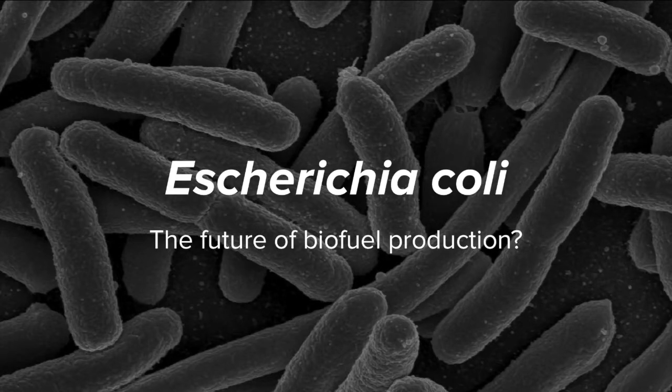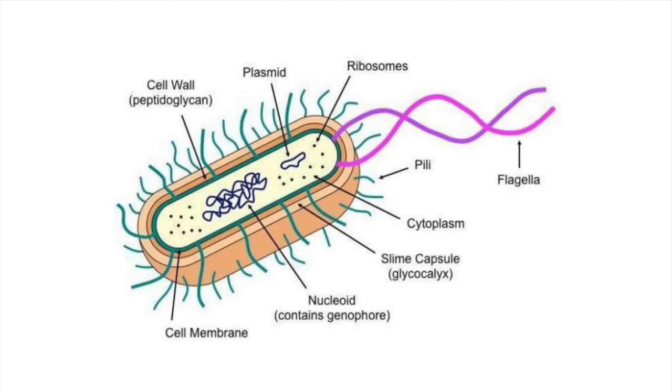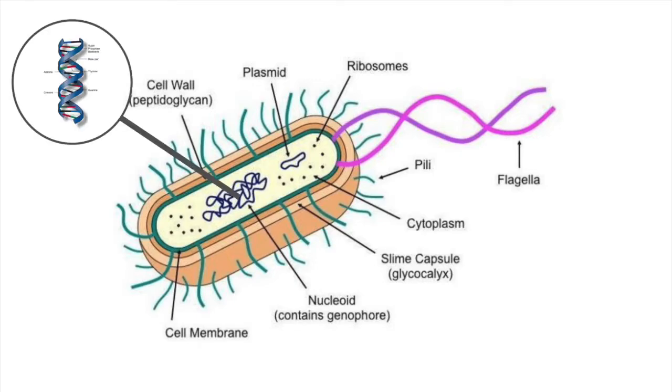Escherichia coli is a rod-shaped bacterium that is normally found in the intestines of the human digestive tract. It has similar organelles to most other bacteria, including a cell wall, a cell membrane, cytoplasm, ribosomes, a nucleoid, pili, flagella, and plasmids. It uses deoxyribonucleic acid as its genetic material in the linear form contained in the nucleoid.